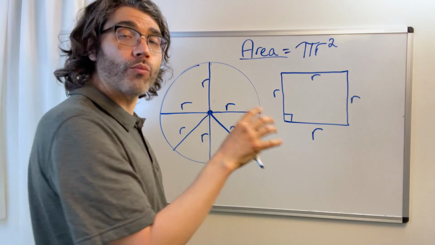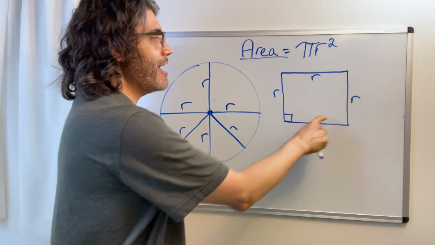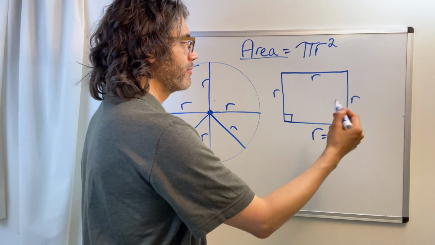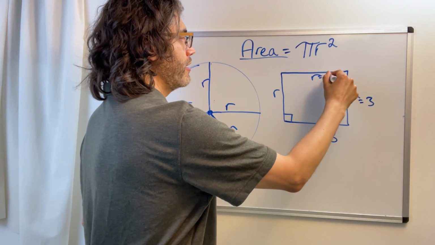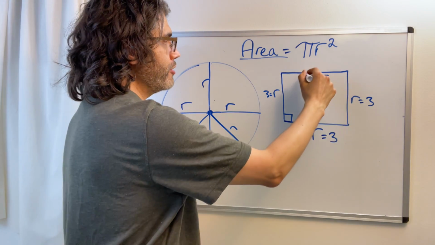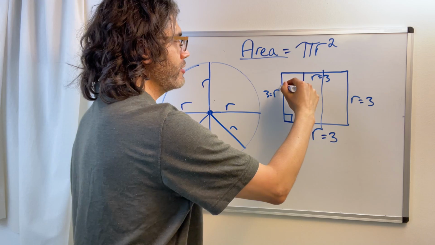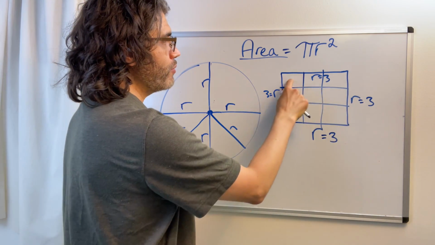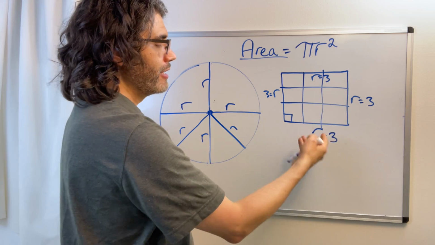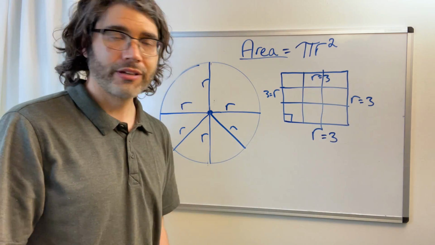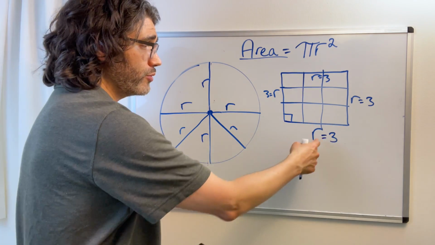So what if you wanted to come up with the area of this square? Let's say that the radius was 3. So all these are 3. What would the area of this be? Well, you would chunk it up into 3 this way and 3 this way. It would be 1, 2, 3, 4, 5, 6, 7, 8, 9. It would be 9 little squares. It would be 9 square units if this radius was 3.